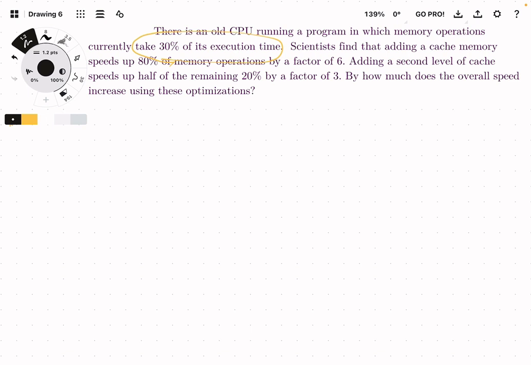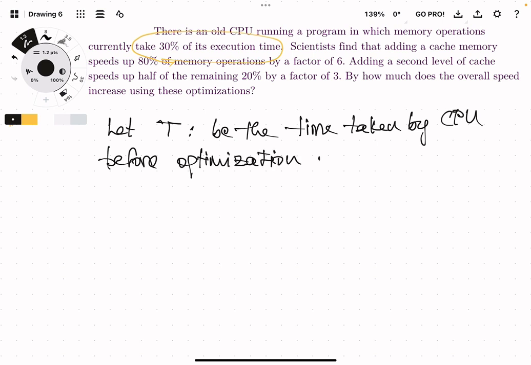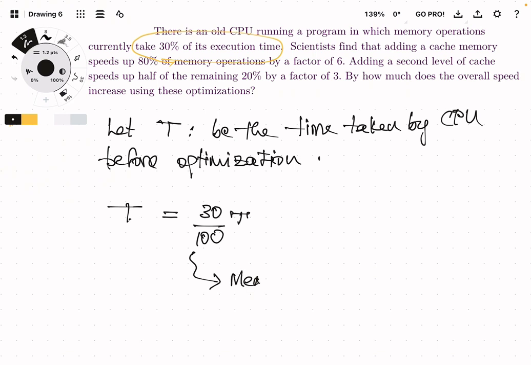Okay, so let's first look at this. Let t be the time taken by the CPU before optimization. So now we know that t is equal to 30% of t, this is the memory operation time, and 70% of t, which is the other operations.